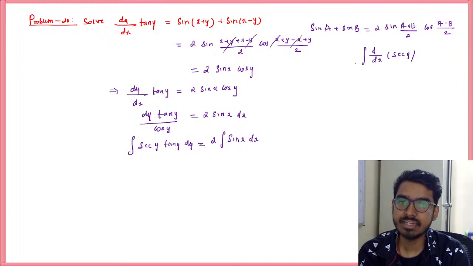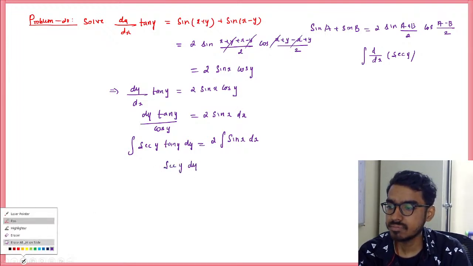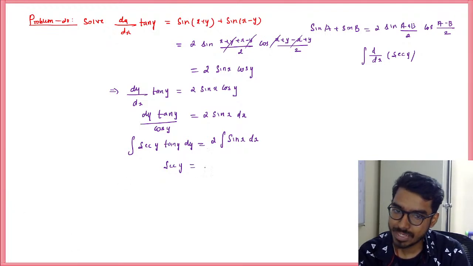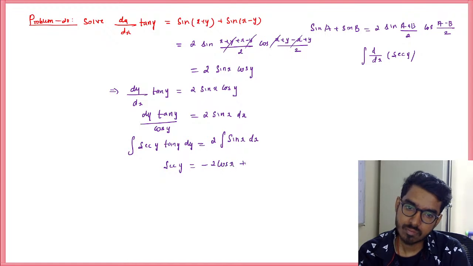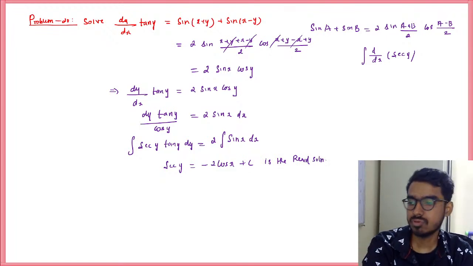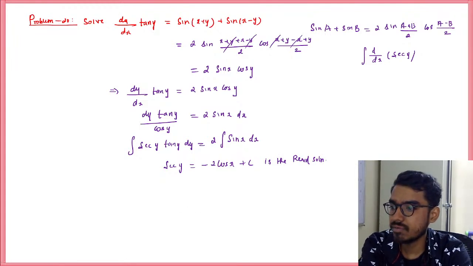Now this will get cancelled. The integration and differential will get cancelled as it is the inverse process. This is nothing but secant y. And integration of sin x is minus cos x. The required solution. Right? Easy problem. So we'll move on to 21st problem.